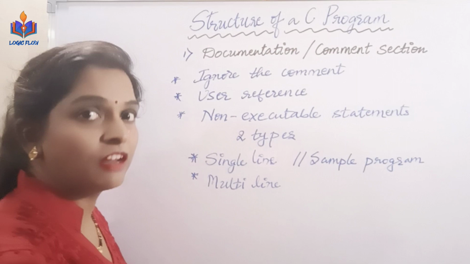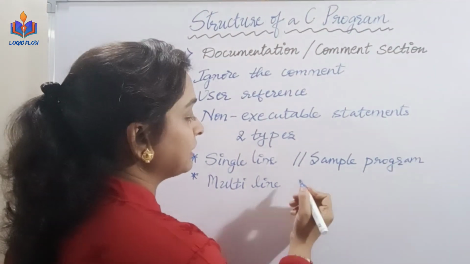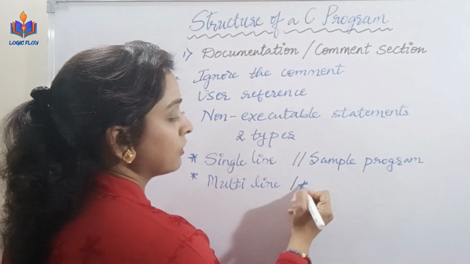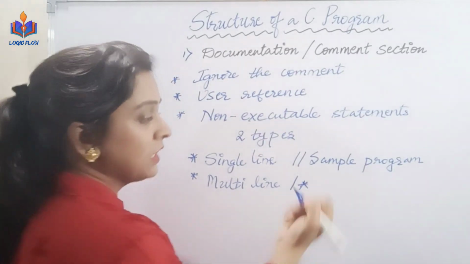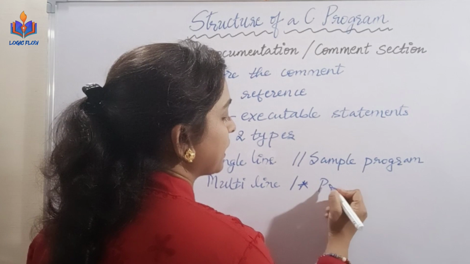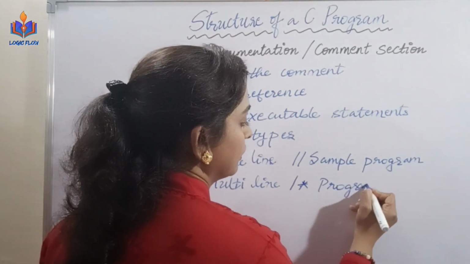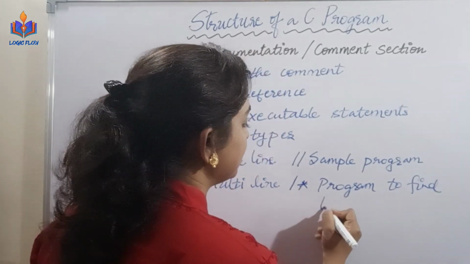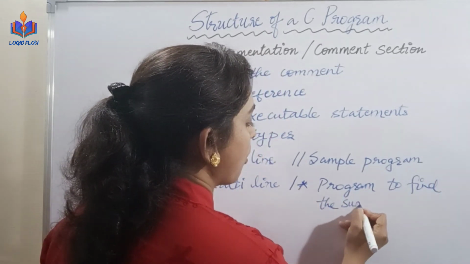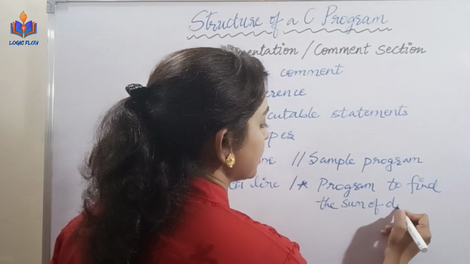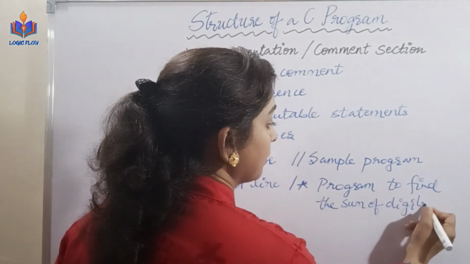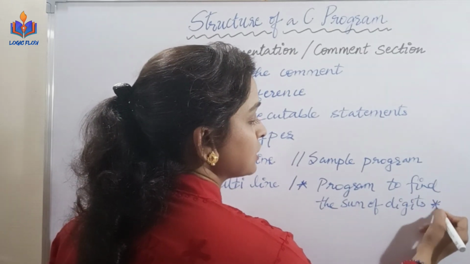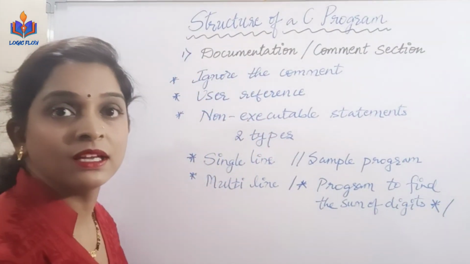Multi-line comment means it is crossing multiple lines. So how to write that? We have to make use of a single slash followed by an asterisk symbol. Then I say program to find the sum of digits, something like this, so it is crossing multiple lines. At the end, you have to say asterisk followed by a forward slash.